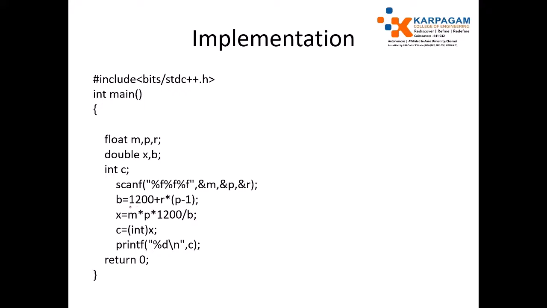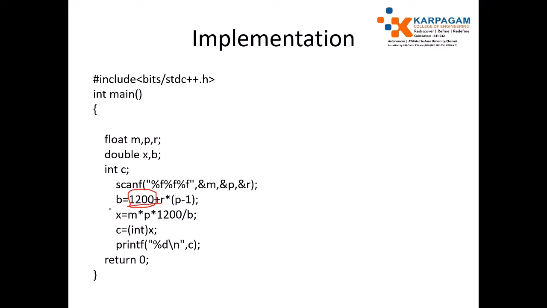The formula is 1200. 1200 means 12 months, that is a year, and 100 is the 100% amount. Plus R is the rate per annum, which is given by the user, and P is the period, which is divided by 1, because we are already having the rate per month. This duration into the rate of interest. Okay, just divide by 1.